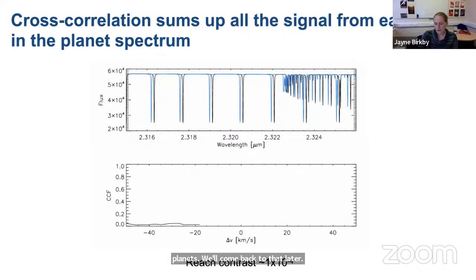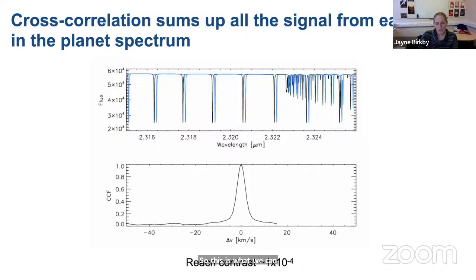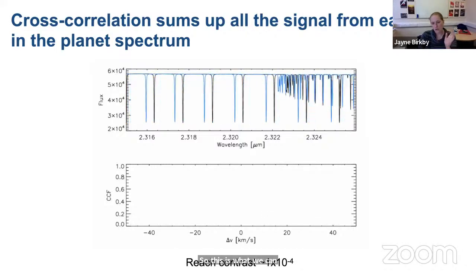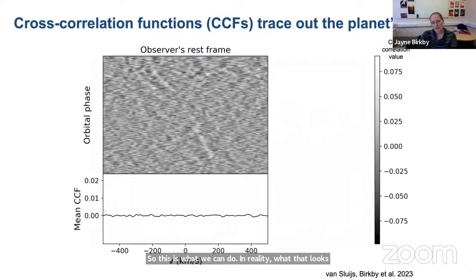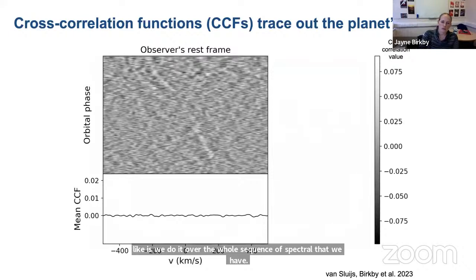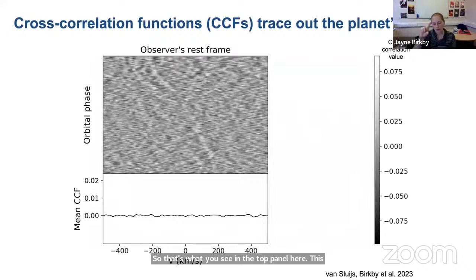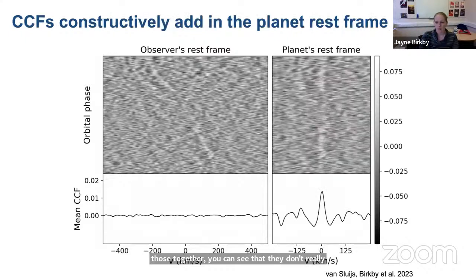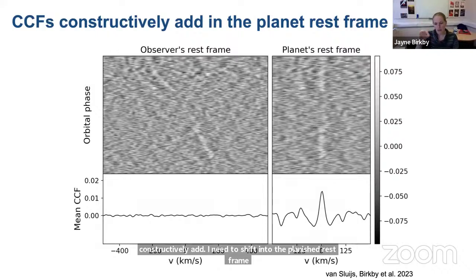So this is what we can do. In reality, what that looks like is we do it over the whole sequence of spectra that we have. So that's what you see in the top panel here. This is a small section of that planet radial velocity curve. And in the bottom, I'm just showing if I summed all of those together, you can see that they don't really constructively add. I need to shift into the planet's rest frame, align the signal and sum them, and then you can see that cross-correlation peaks.